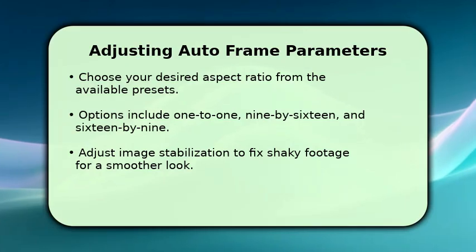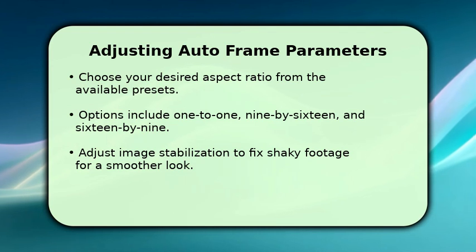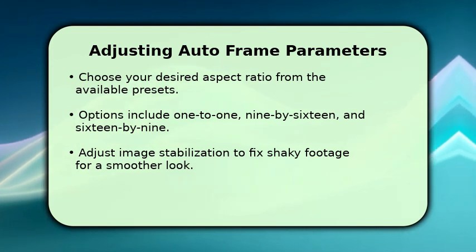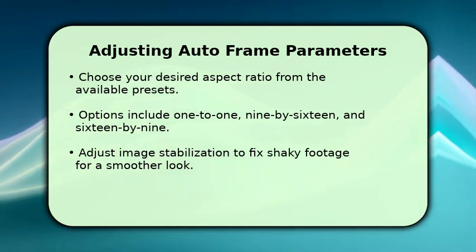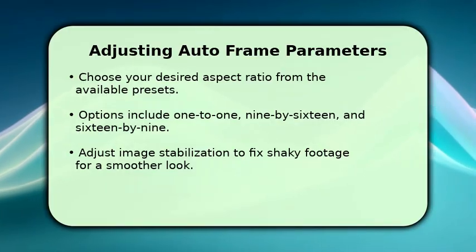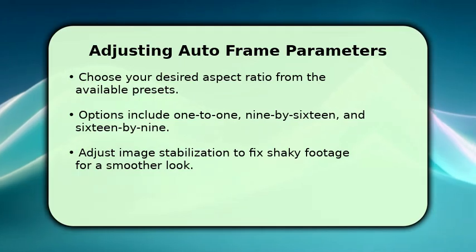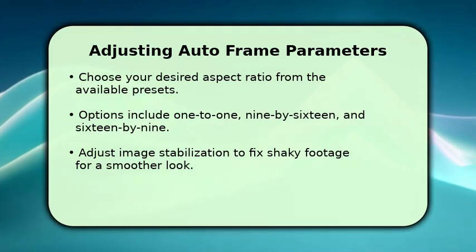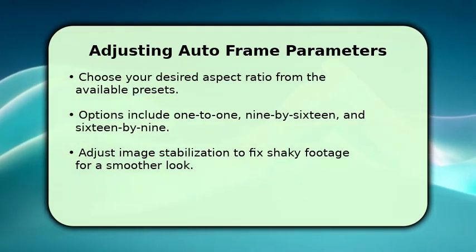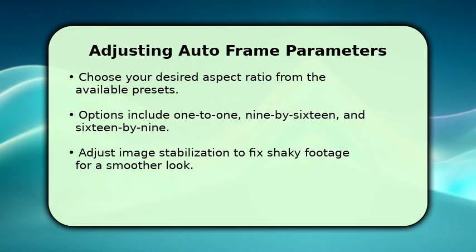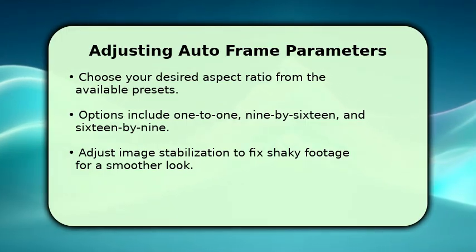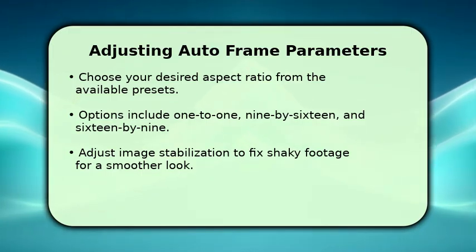After enabling Auto Frame, you can customize its settings to perfectly suit your needs. First, select your preferred aspect ratio from the various options, such as 1:1 for Instagram, 9:16 for TikTok, or 16:9 for YouTube. You can also adjust image stabilization to smooth out any shaky footage and fine-tune the camera movement speed to control how the frame tracks your subject. These adjustments ensure your video looks polished.